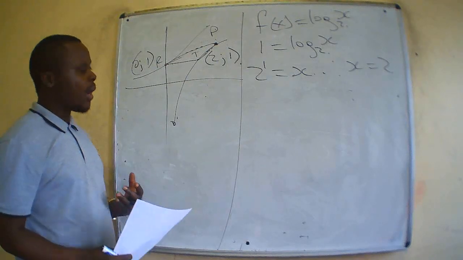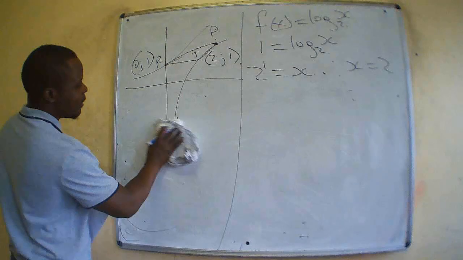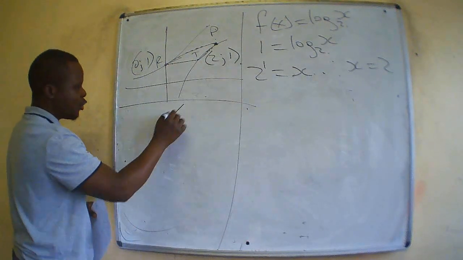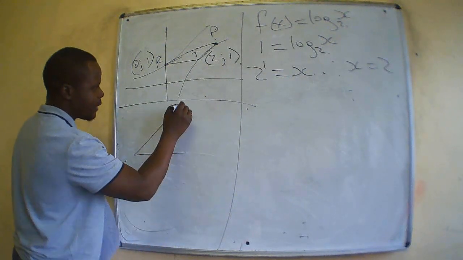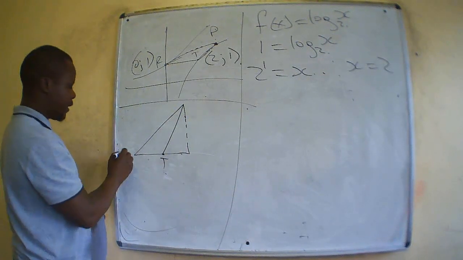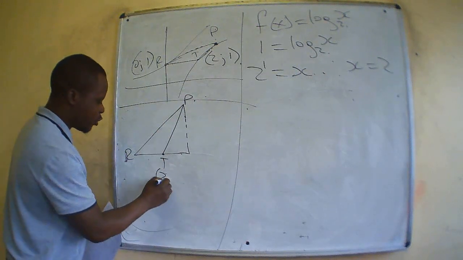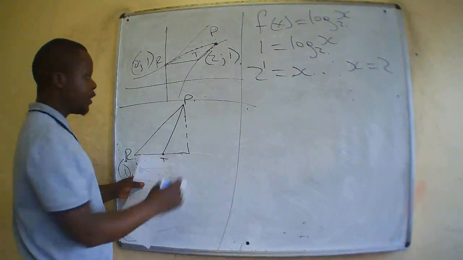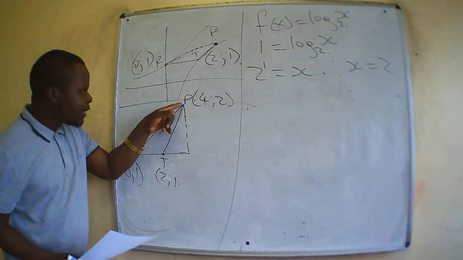Now for us to be able to calculate the area of this, we can only get it when we redraw this in a way that makes sense. We're going to have this, and we can say that this is our T, this is our R, this is our P. So our T is (2, 1), our R is (0, 1), our P is given, which is (4, 2). So now, what is the height?